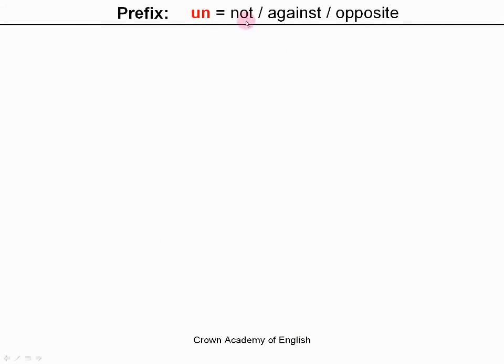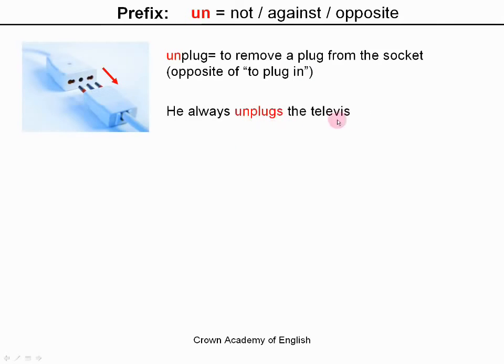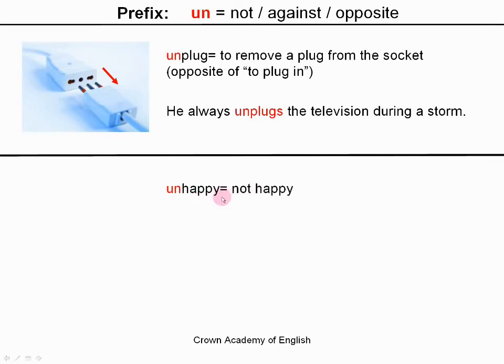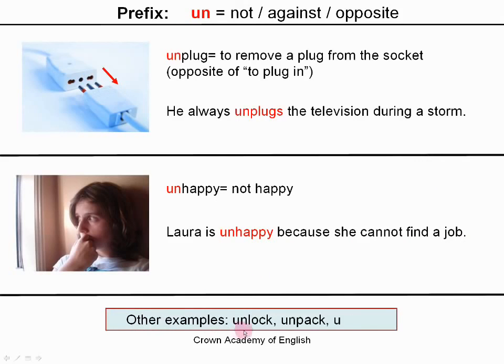Un means not, against, or opposite. To unplug. This means to remove a plug from the socket, and this is the opposite of to plug in. Okay, so it's the opposite of to plug in. He always unplugs the television during a storm. So you can see he's unplugging the television. Unhappy, not happy. Laura is unhappy because she cannot find a job. Other examples: unlock, unpack, unsure.